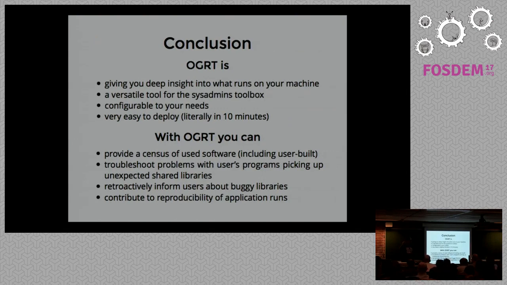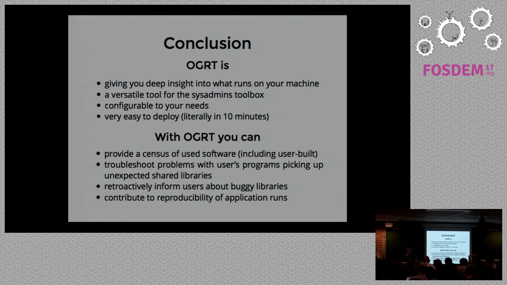So in conclusion, OGRT is more of a sensor that gives you deep insight what's running on a machine, like on a cluster inside a job. It's a versatile tool. It's very configurable to your needs. So if this is too much data and you want to blacklist something or filter something, that's very possible. It's very easy to deploy. I mean, I might be biased, but it doesn't take more than 10 minutes. And it's what you can do with it, with the data that it gathers.